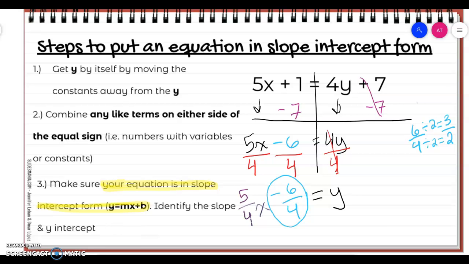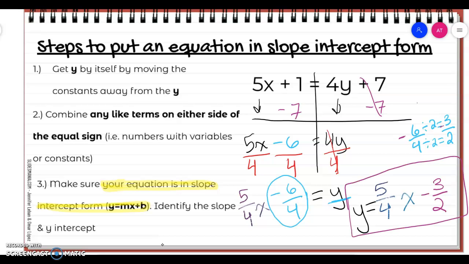So to put my equation into y equals mx plus b form, I've got my y right here. So I'm going to write y equals mx, so my slope, which is 5 over 4x, minus, because remember this is still negative, so sorry, negative 3 over 2.